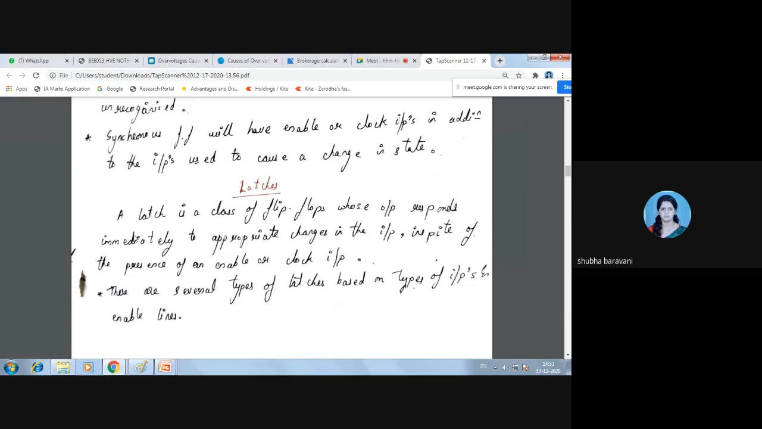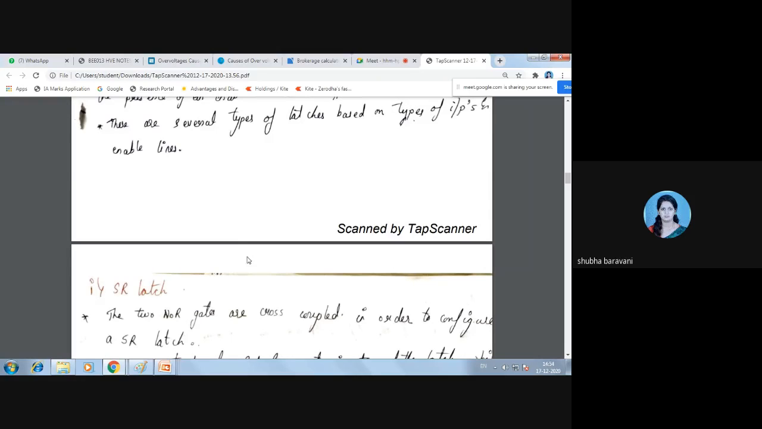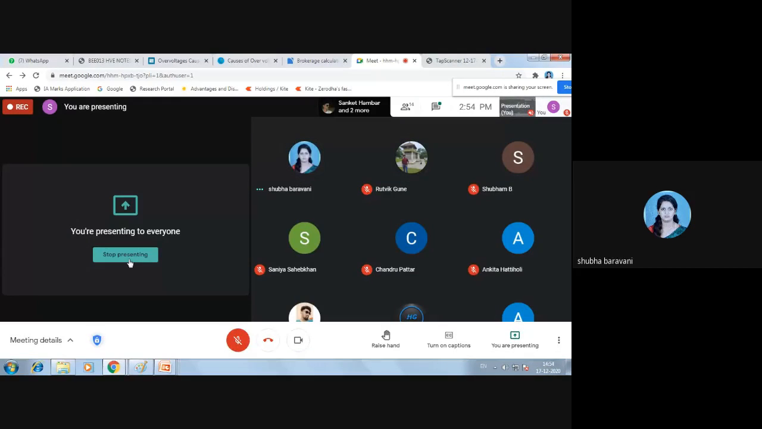So in that, the first one is a latch. Latch is a class of flip-flop whose output responds immediately to appropriate changes in the input in spite of the presence of an enable or a clock input, right? So there are several types of latches based on the types of inputs and the enable lines, right? So the first latch we will see is the SR latch, right? Is it understood up till here? अभी तक समझ में आया? Yes, ma'am. Okay, right? So the first type of latch we will see is the SR latch. Okay, we'll see the SR latch. So my SR latch stands for set reset latch. Okay, SR stands for set reset latch.